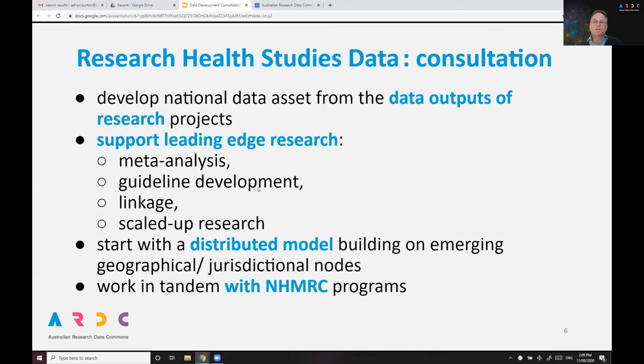We were advised to start with a distributed model because there's a lot of fragmentation of health systems and jurisdictions, and there wasn't an existing national infrastructure capability in this area. And the NHMRC were very keen for us to work in tandem with their new program of clinical trials and cohort studies.